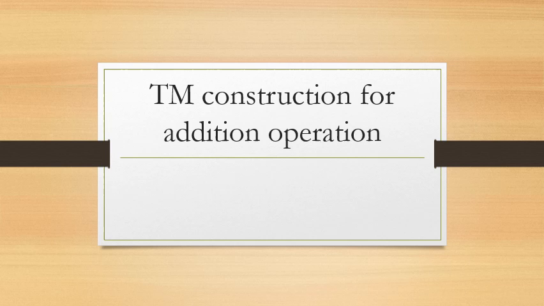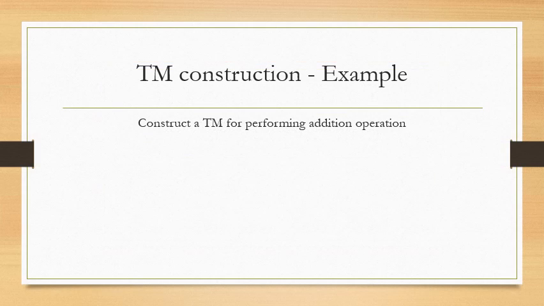Hi everyone. Today we will discuss Turing machine construction for a simple mathematical operation, which is addition. The question at hand is to construct a Turing machine to perform the addition operation. This addition is going to be an addition of just two numbers. It will be given the first number and the second number. The output should be the sum of both numbers.